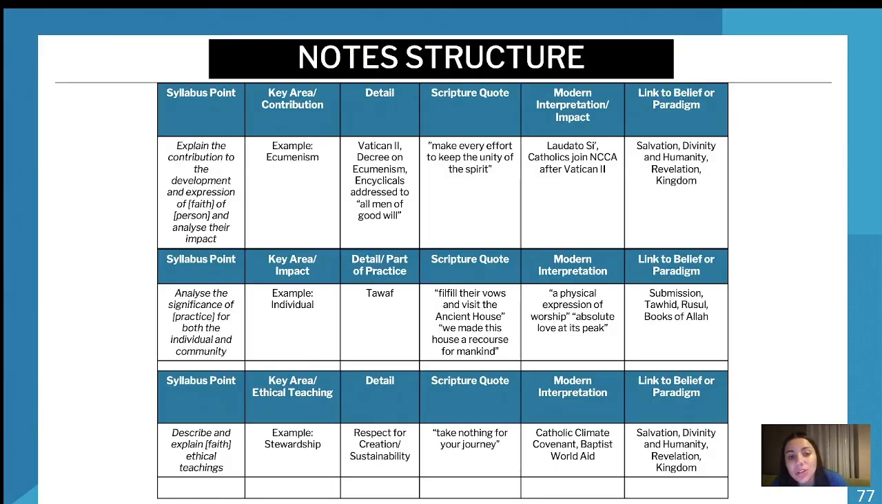Now, in terms of note structure, it's really up to you what you want to do for your notes. I know that this is a popular method: this is the point, this is the practice I'm going to focus on, this is the quote, this is my modern interpretation of it, and this is how I'm going to link it. Personally, though, what worked best for me was just having all my notes and then practice questions.